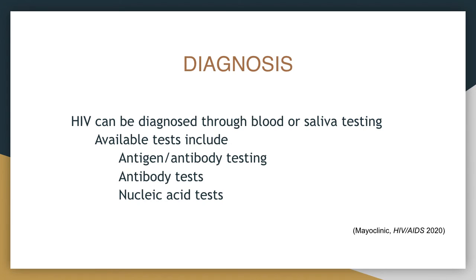Lastly, the nucleic acid tests look for the actual virus in your blood, otherwise known as your viral load. This test also involves a blood draw from your vein. If your provider believes you may have been exposed to HIV, or if you believe you may have been exposed to HIV within the past few weeks, your provider may recommend this test, the nucleic acid test. This will be the first test to become positive after exposure to the virus.